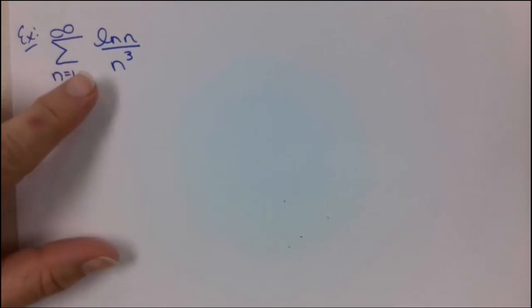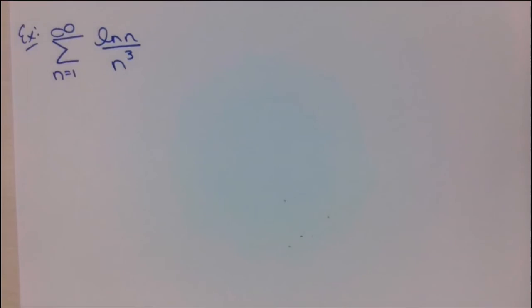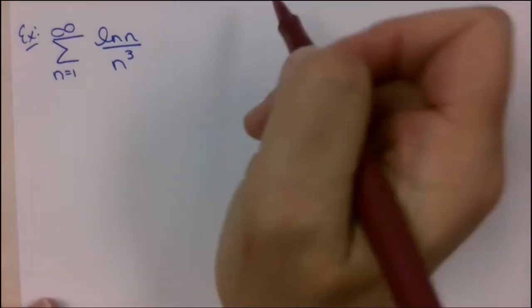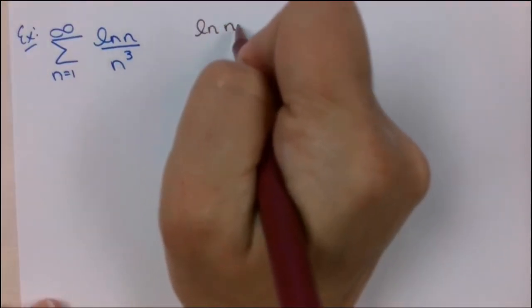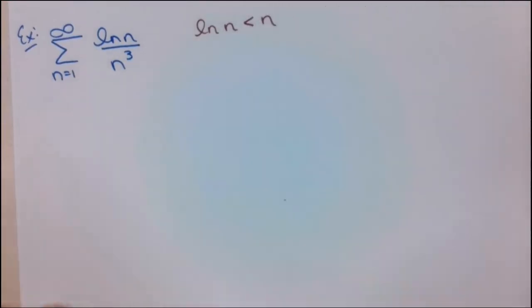Okay, let's look at this example. A lot of times when the terms of a series involve a natural log, sometimes we can get a comparison test to work to help us figure out if this series converges or diverges. And the idea here to choose the comparison series is that we're going to think about natural log of n as being smaller than just n, which of course it is.